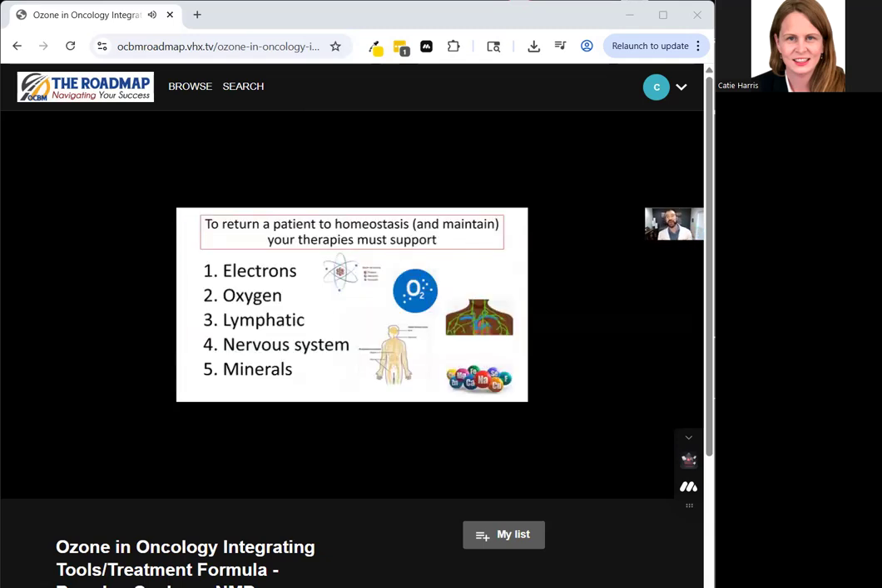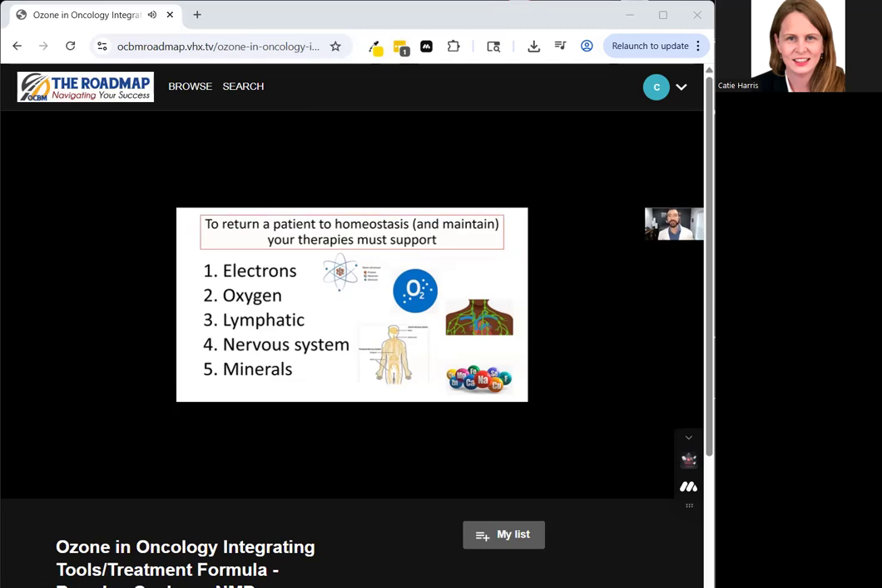My top 5, and I agree with Dr. Dix and Tom, both of them and I agree with this, top 5 ways to return your patient to homeostasis and maintain good results with the therapies you're using: number 1, something to treat the electrons, something to charge the body up. Number 2 is oxygenation, whether that be hyperbarics or ozone, something to improve their oxygen status.